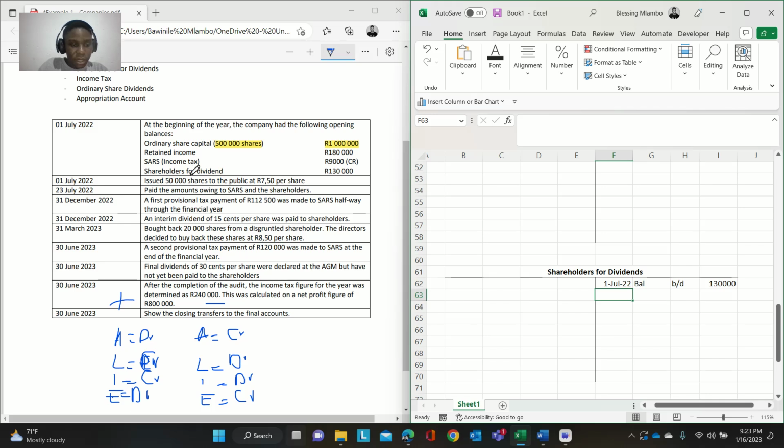So they say the company issued 50,000 shares to the public at R7.50 per share. So the company issued 50,000 shares to the public, right? Meaning that there are people in public who bought the shares. And when they buy the shares, that means the company is receiving money. One of the accounts affected is bank, which is an asset. It's increasing on the debit side because the company is increasing money.